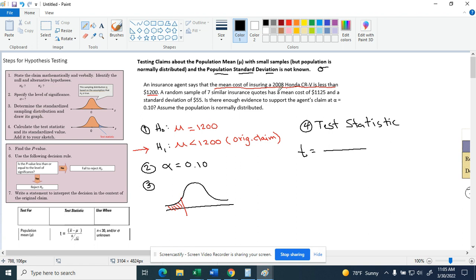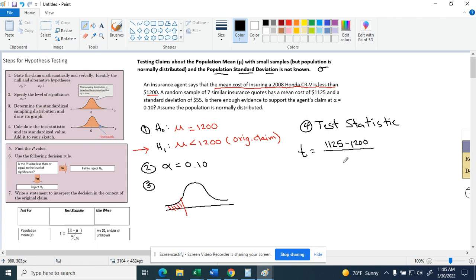When you look at this problem here, the mean of the sample was 1125. And I'm going to subtract mu, the population mean. Where did I get that number? Look at step 1, look at H0, look at mu. Mu equals 1200.